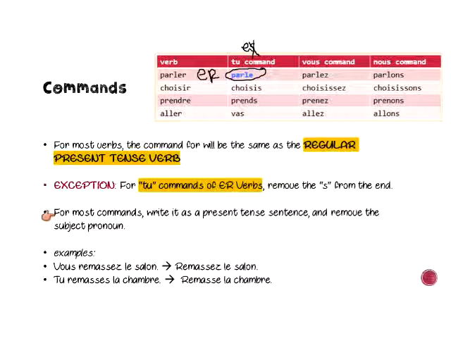So maybe I make my present tense sentence. Vous ramassez le salon. You all clean the living room, tidy up the living room. I want to make that a command. So I'm just literally going to take away the subject. That's it. Now it's a command. Ramassez le salon.